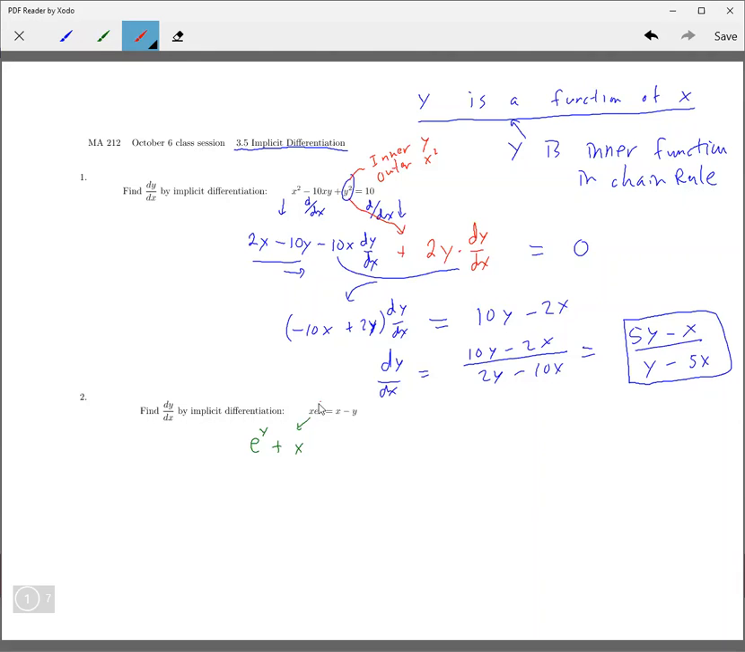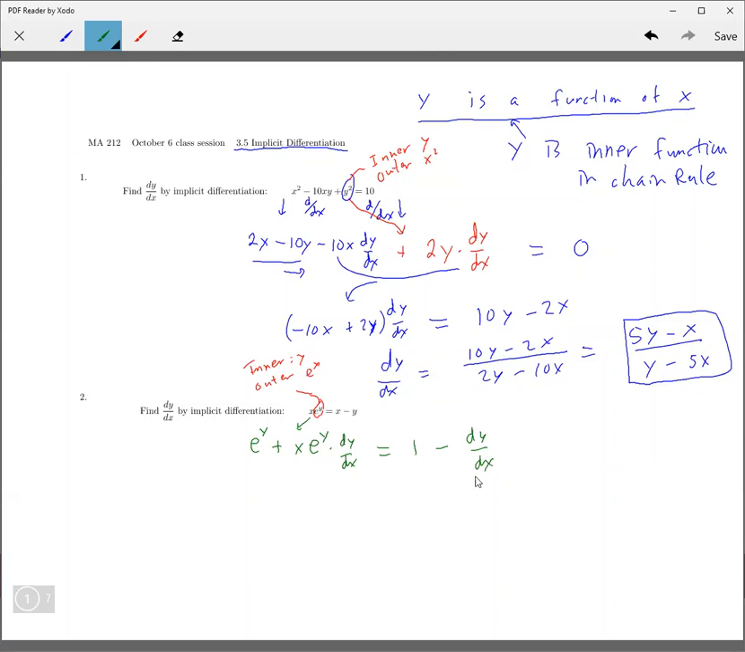Now again, with this term right here, the inner is y, and the outer function is e to the x. So when I take the derivative, I get e to the x times e to the inner function, times the derivative of the inner function with respect to x, which is just dy/dx. Okay, then over here, this is 1, and this one is minus dy/dx.